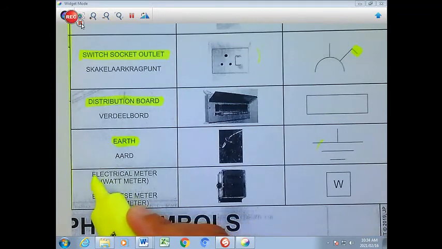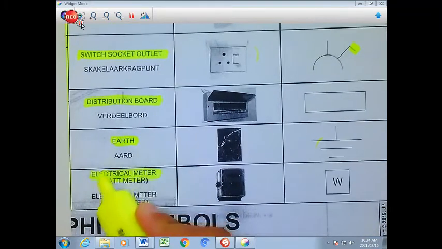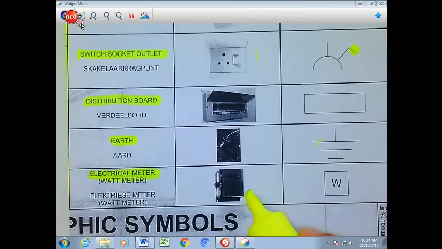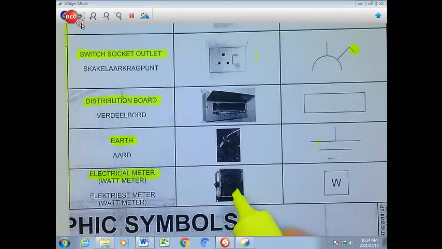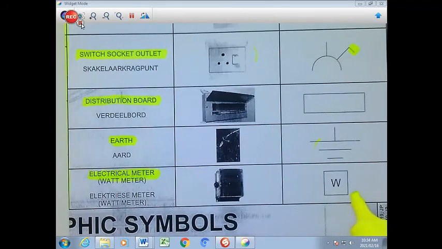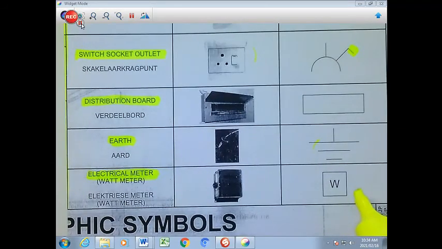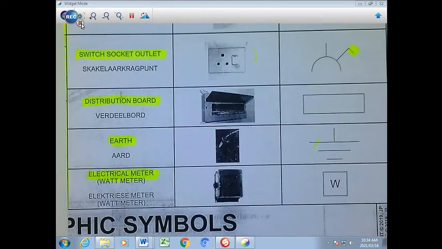And then the last one is the electrical meter. This is where you get a simple reading. This is the box in your homes where you punch in the electricity. It gives you a reading of how much it is. It is basically a box with a W inside, which we discussed earlier in our analytical notes. Okay, please take cognizance of all of these electrical symbols so that you can use them in your floor plan.